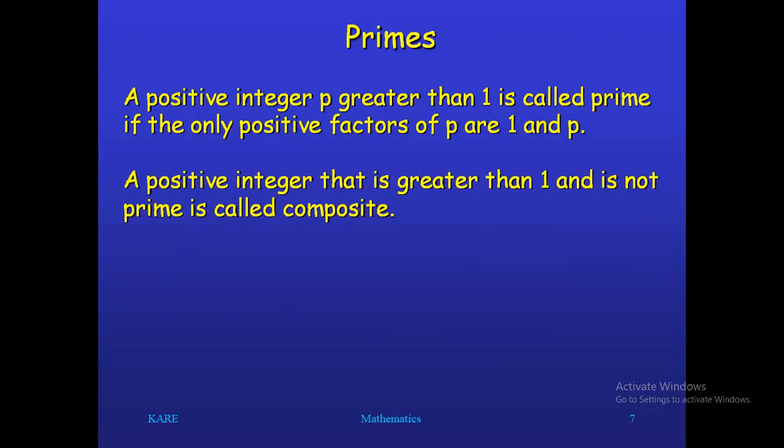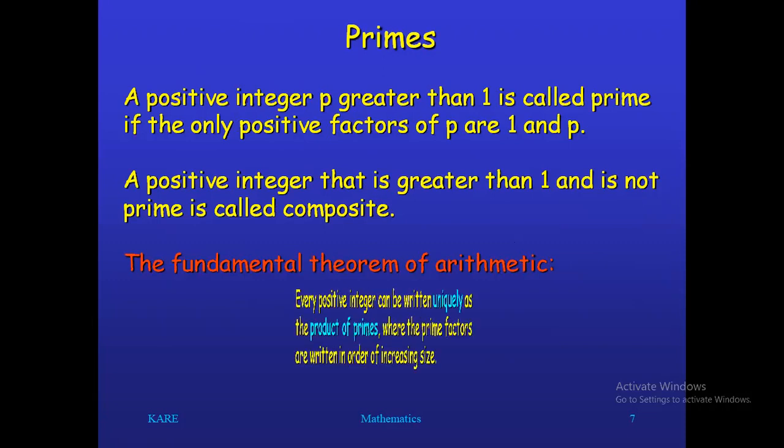That's the thing given here. A number which has only positive factors 1 and p, which is not prime, is called a composite. The next, the fundamental theorem of arithmetic.